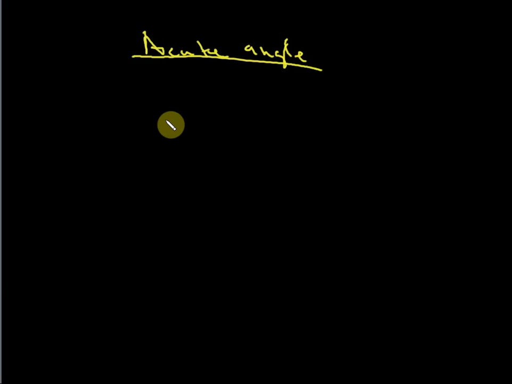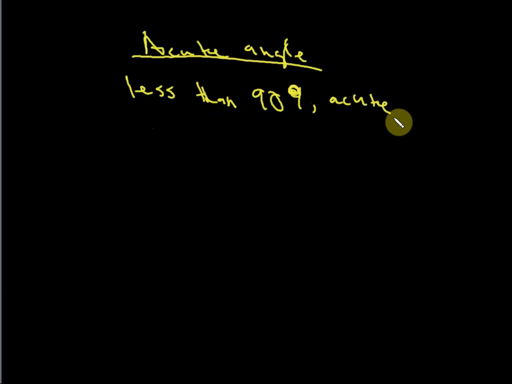So an acute angle is less than 90 degrees, which is why it's called an acute angle. Acute meaning it's sharp, right? Like a sharp angle. Okay, next we have, and you'll see it drawn like this. I'll get into how to distinguish between the acute, right, and obtuse very soon.